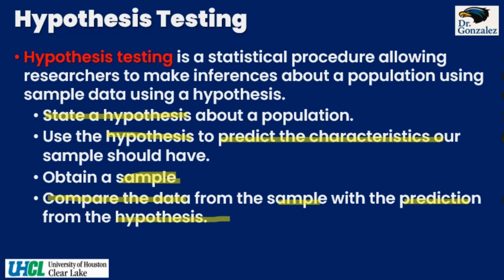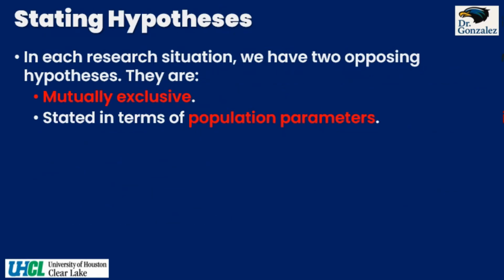So let's talk about stating those hypotheses. Before we get into how we write them, we've got to understand that these two opposing hypotheses that we're going to have, the null and the alternative, are mutually exclusive. What that means is they can't exist together at the same time. Either there is an effect or there isn't an effect. There is no in between where there's a little bit of an effect, but there's not an effect at the same time. No, there's an effect or there isn't, and that's it. And we need to state that hypothesis in terms of population parameters.